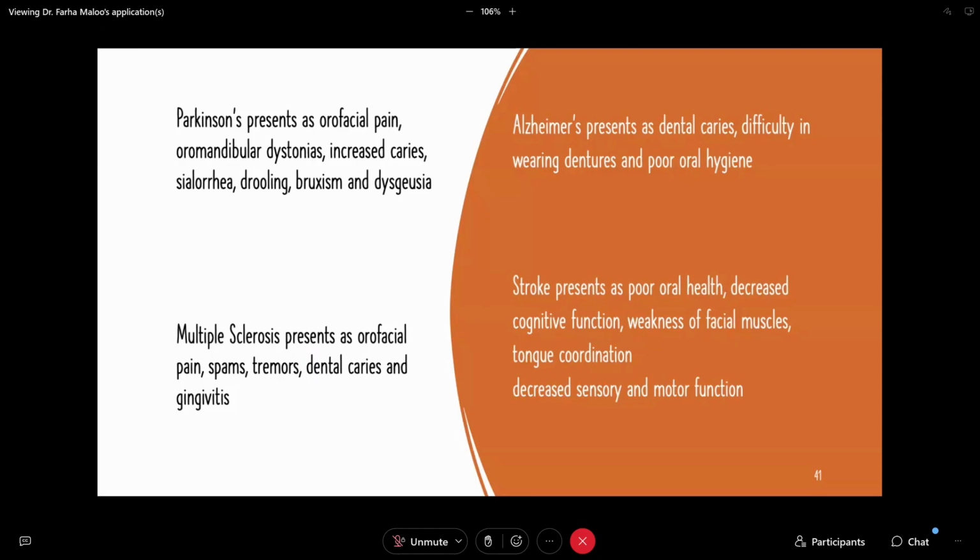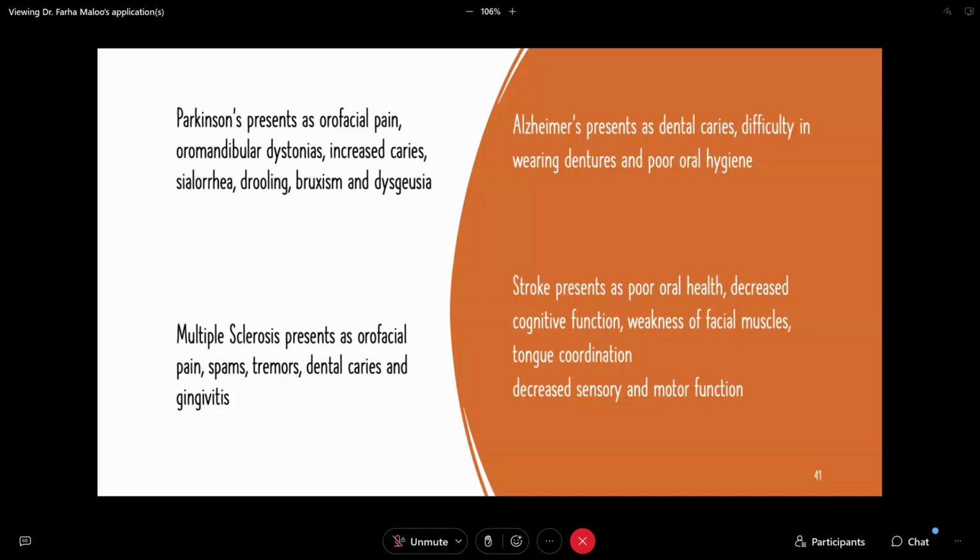Alzheimer's is a condition and is the most common type of dementia. It causes cognitive impairment, because of which the patient is unable to take care of his or her oral hygiene. This will cause recurrent dental caries and difficulty in wearing dentures.